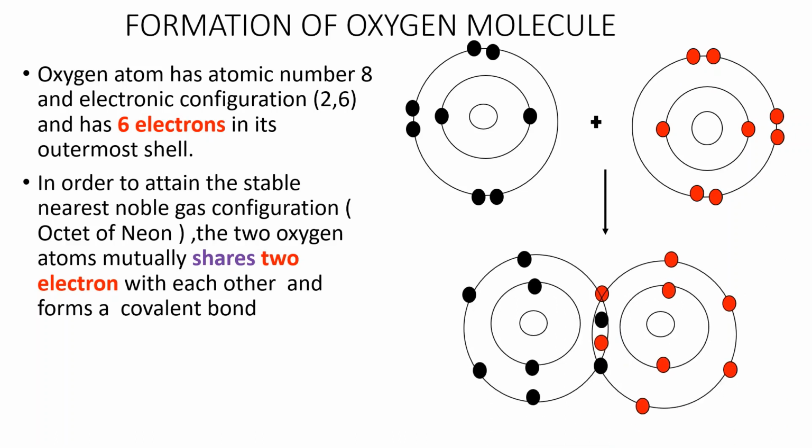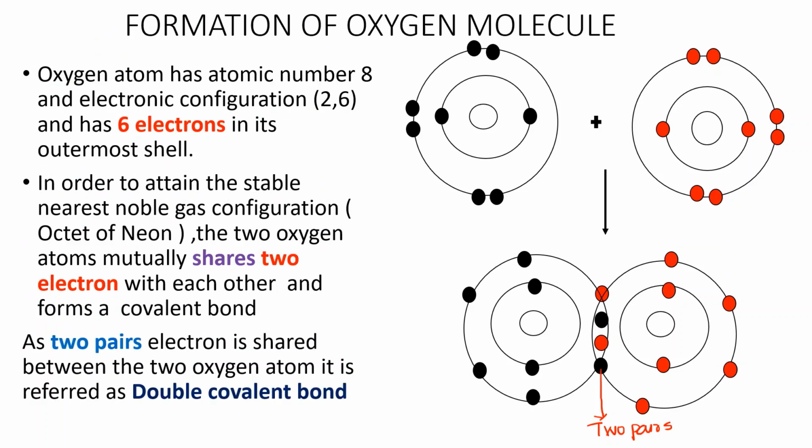Now as you can see here, two pairs of electrons are shared between two oxygen atoms. So it results in the formation of a double bond or double covalent bond. So the oxygen molecule can be represented as O double bond O. So between the two oxygen atoms, a double bond is present.